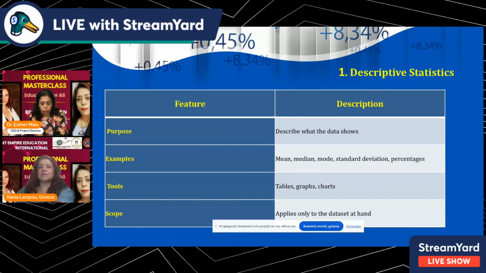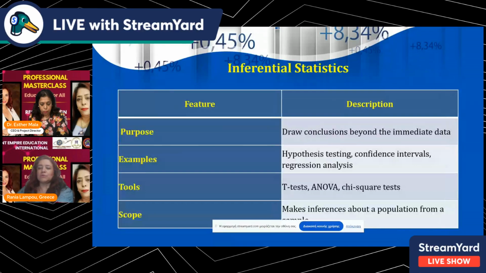For example, in a class of 30 students, the average test score is 85. We're only describing here the known data. On the other hand, with inferential statistics, we try to draw conclusions beyond the immediate data. This includes hypothesis testing, confidence intervals, and regression analysis. We can use t-tests, ANOVA, and chi-square tests, and this means that we can make inferences about the population from a sample. To give you an example, based on a survey of 500 people, you predict that 60% of the entire population prefers this product. This means that we are making inference about the larger group. It's not description anymore.